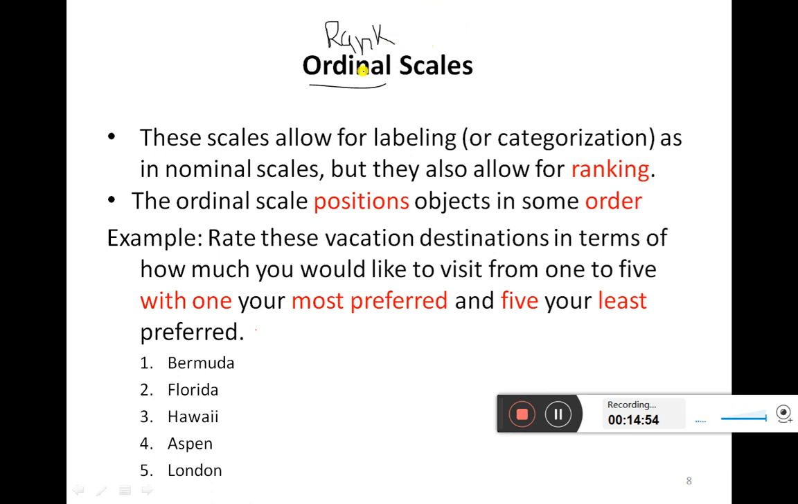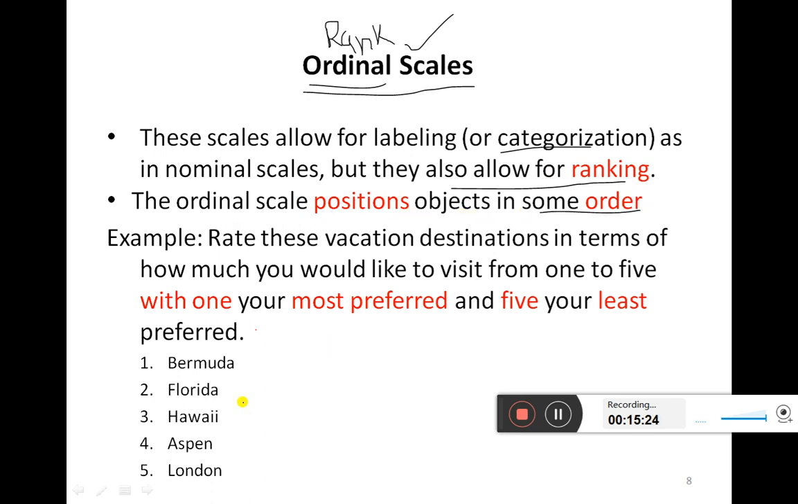So when we give order, is it to the objects, or order, for example, to the events, to individuals, it means that we are using the ordinal scales. Now look at here. These scales allow for labeling or categorizing as in nominal scale. Is it clear? The ordinal scale positions objects in some order.